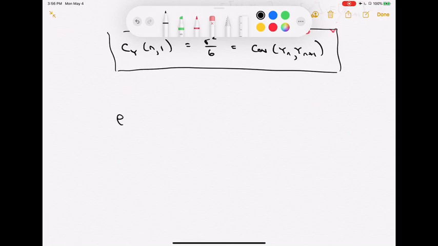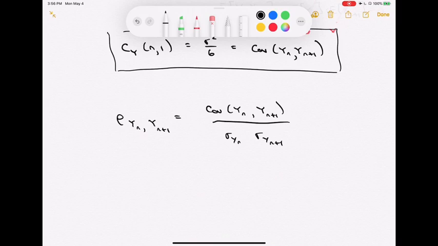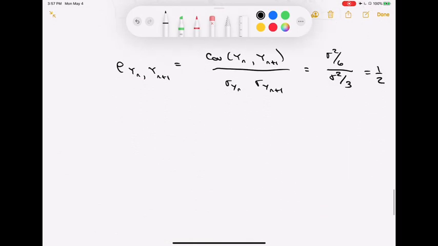So rho of yn and yn plus 1 is equal to what? It's the covariance of yn with yn plus 1 divided by sigma yn and sigma yn plus 1. We just computed the covariance. That was that sigma squared over 6. And we also had previously computed sigma squared of yn and also sigma squared of yn plus 1, because it never changed. Each is a standard deviation, the square root of sigma squared over 3, but when you multiply one by the other, we're just going to get sigma squared over 3 there. You see the sigma squareds canceling, and I'm going to have 1/6 over 1/3, which comes out to being a half.